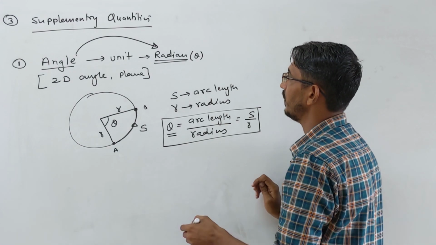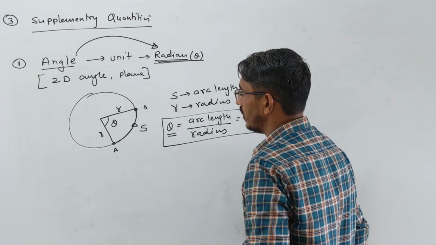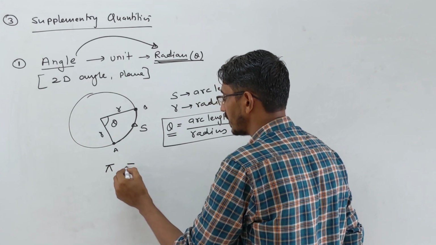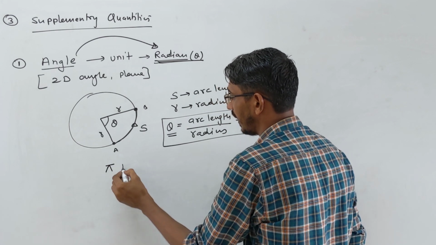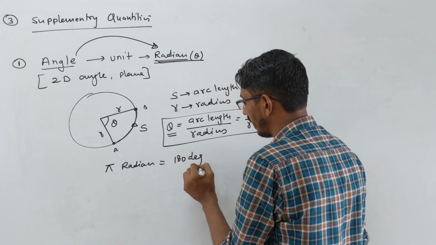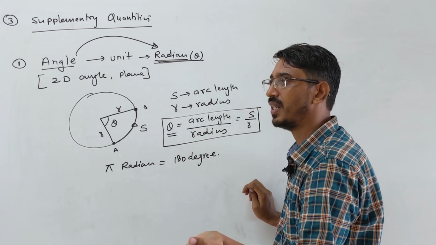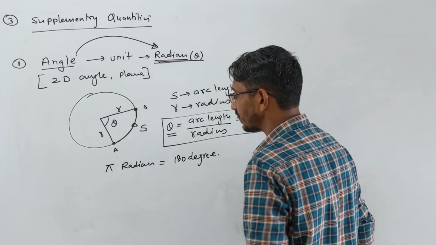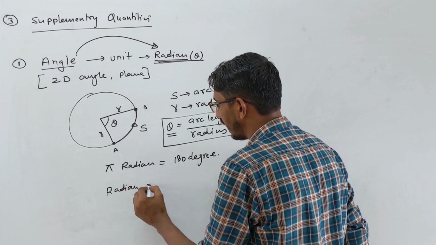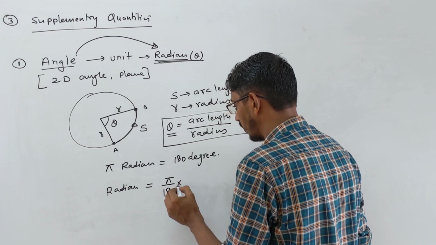Before that, I just want to tell you how to convert degrees into radian and radian into degrees. If you don't know, you may need it. You know that pi is a radian, right? Pi radian is equal to 180 degree. So how to convert for any angle? If you know degree, you have to convert to radian, and radian into degree. So radian is simply equal to pi by 180 into degree.